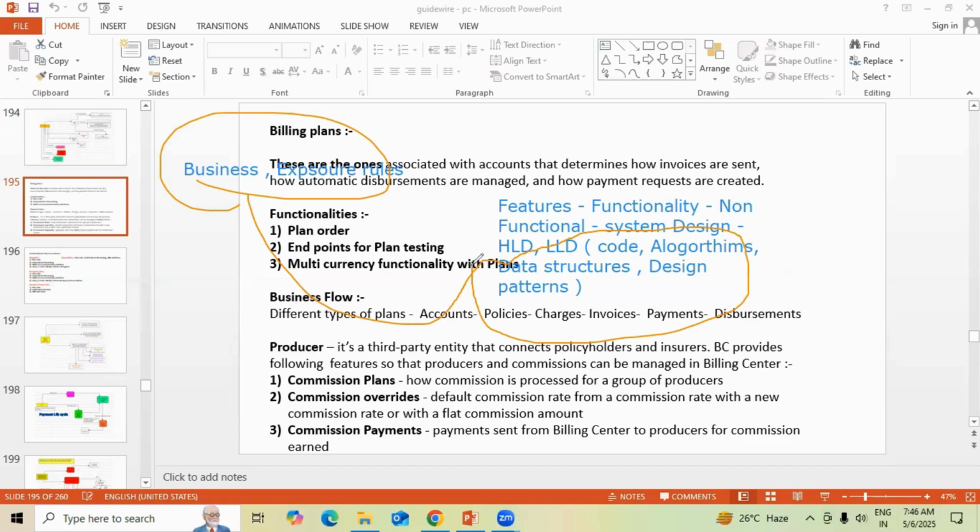At the same time, the invoices that we are raising, right? Whatever invoice we have raised is for the acceptance of the billing that we want to make, or the kind of payments or claim disbursements. So these are the different business flows we normally have when we are identifying the different types of plans.